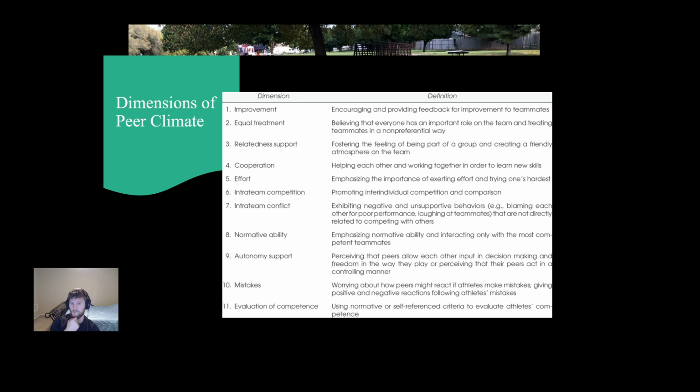On normative ability, what we interact with, normative is like the standard, so the standard of the team, what we consider normal, really. Are we interacting with that with the most competent teammates? So am I feeling like I am working with a normative team that also does well, that we have a standard that we all operate on?